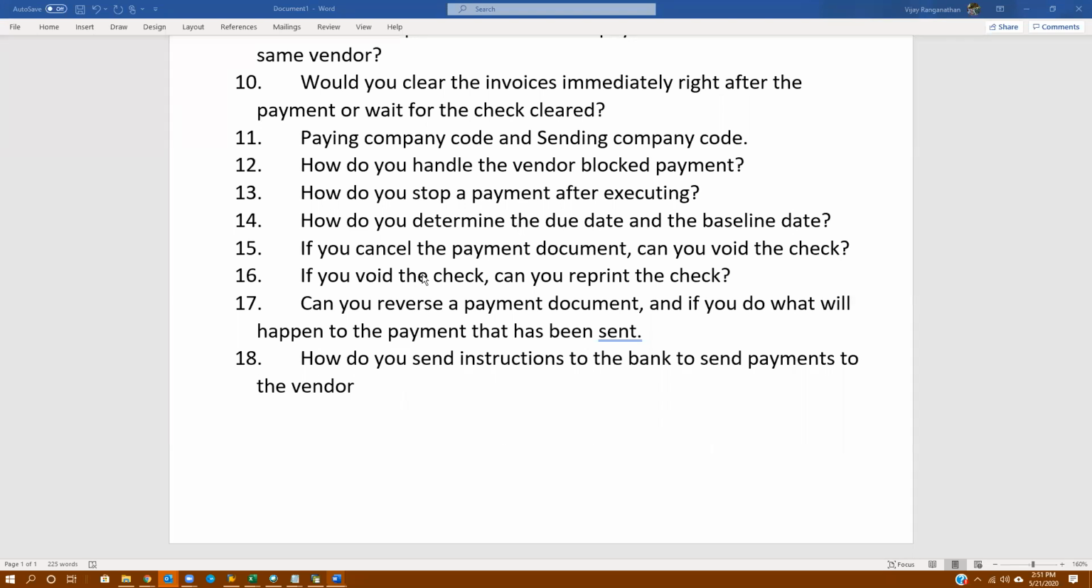Okay. So if you cancel the payment, can you void the check? If you void the check, can you reprint the check? Right? Now, can you reverse a payment document? And if you do, what will happen to the payment that's been sent? Right?